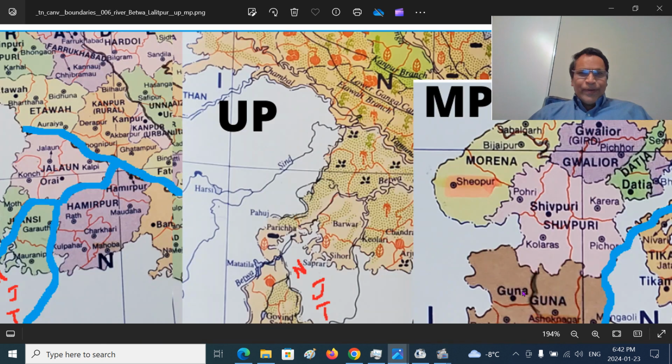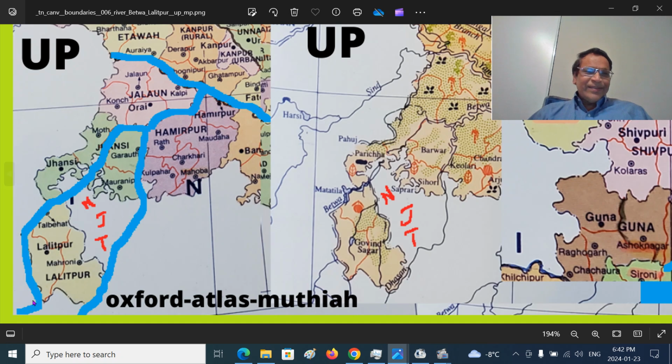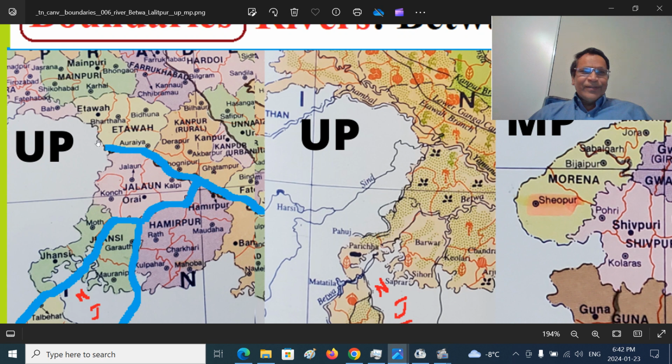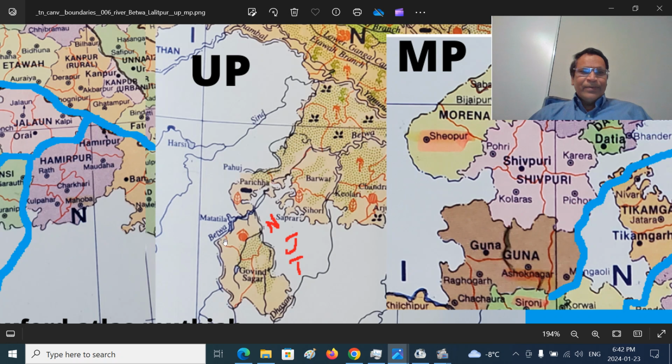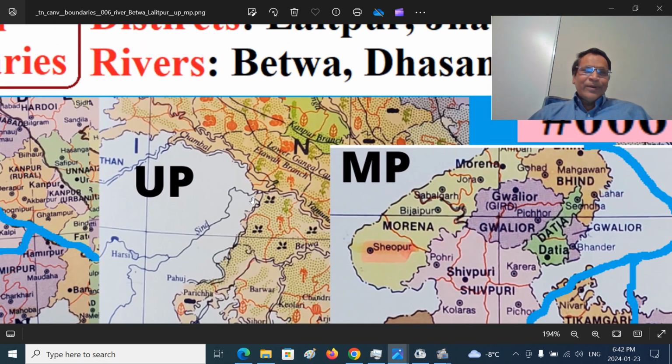So important rivers you can see in this region, Lalitpur. This is the Betwa River. This is the Dhasan River. Of course, the northern part is the Yamuna River. You can see the Betwa River, the Dhasan River, and here there is a small river called Pahuj. There is also a river called Sindh.